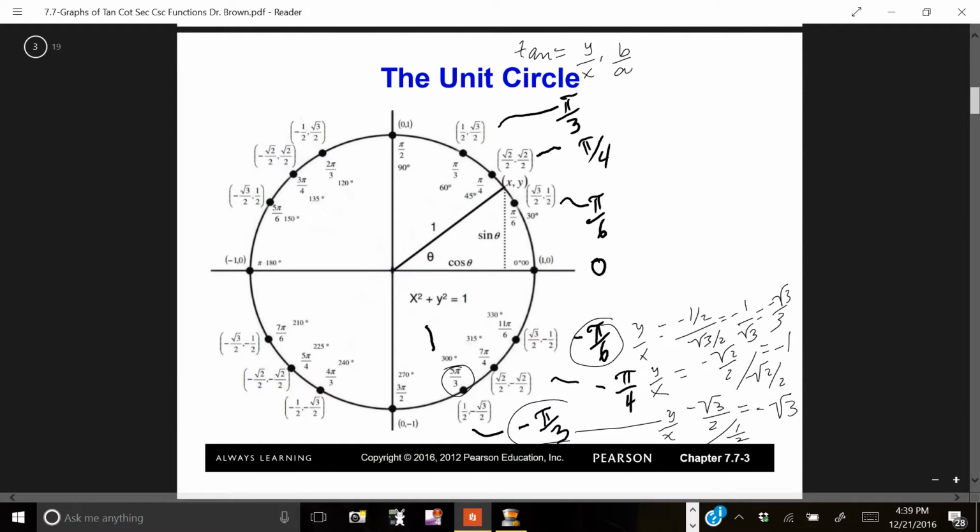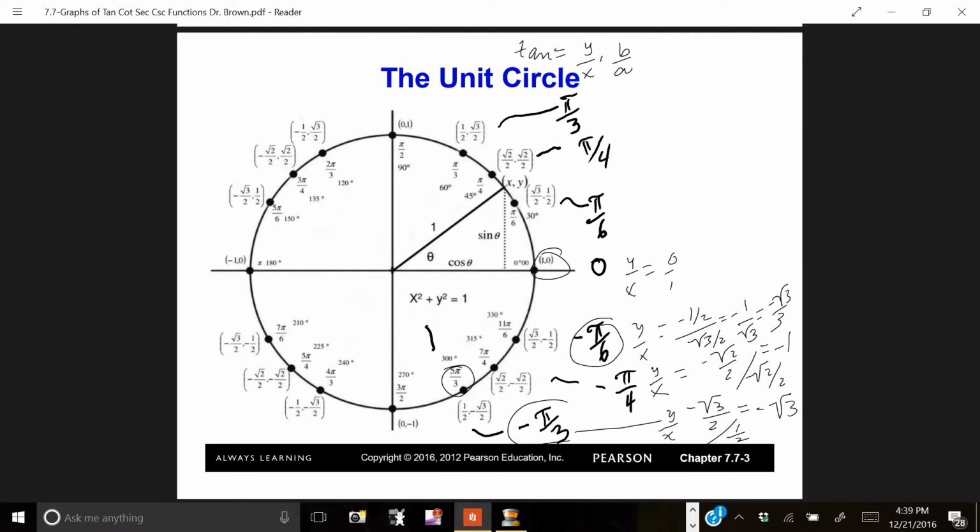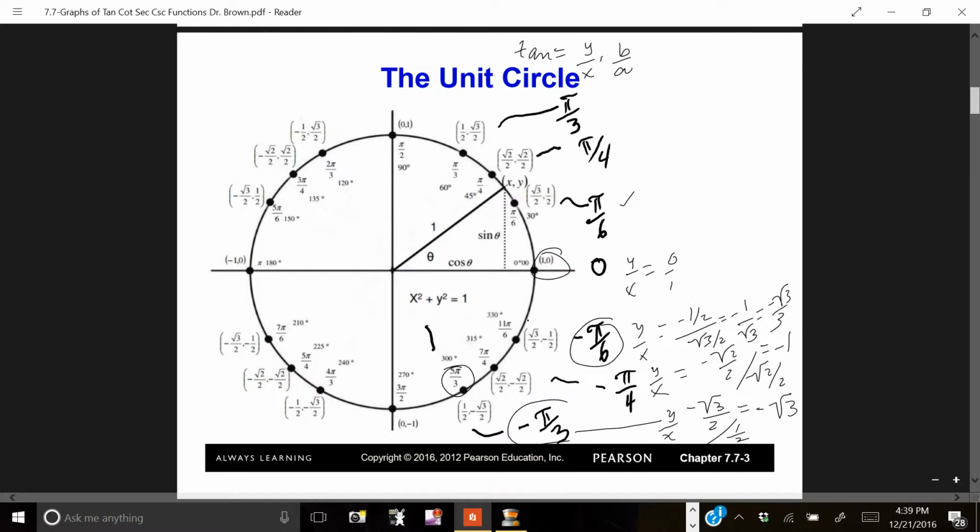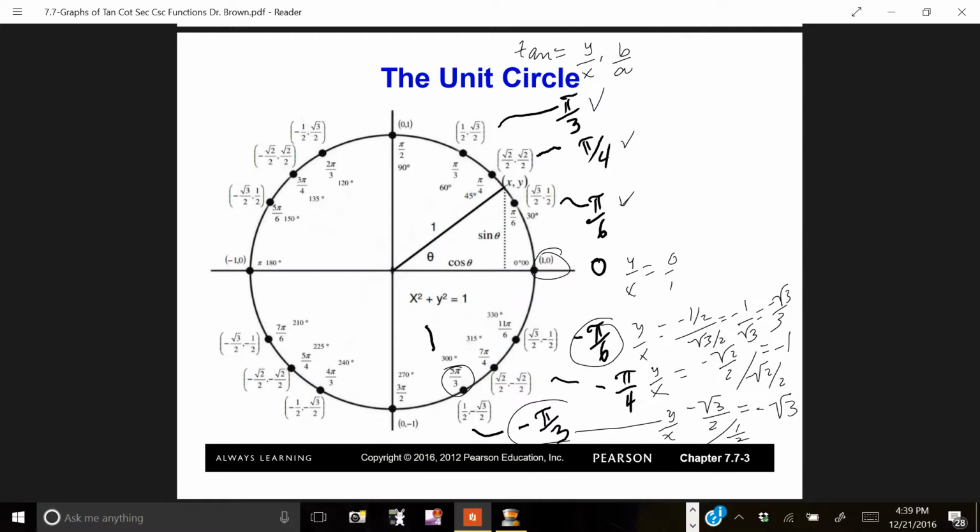For tangent of 0 degrees, it's going to be the y value divided by the x value, equals 0 over 1. So the tangent of 0 is 0. And notice going from 0 to pi over 6, and then to pi over 4, and to pi over 3, the coordinates are exactly the same, except the y values are positive.